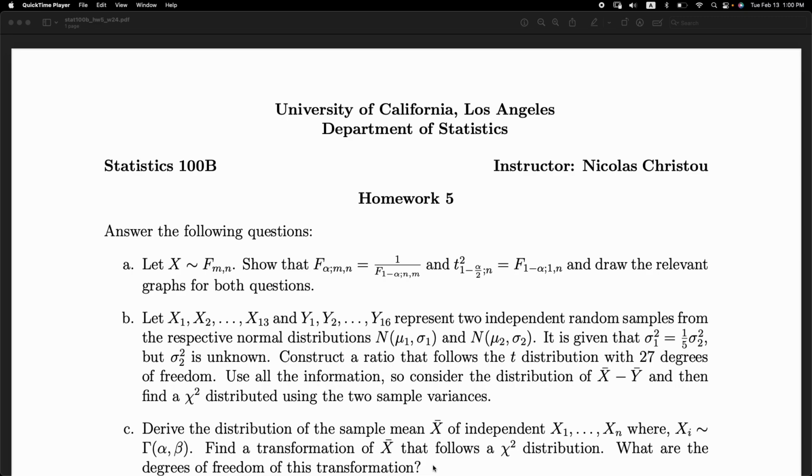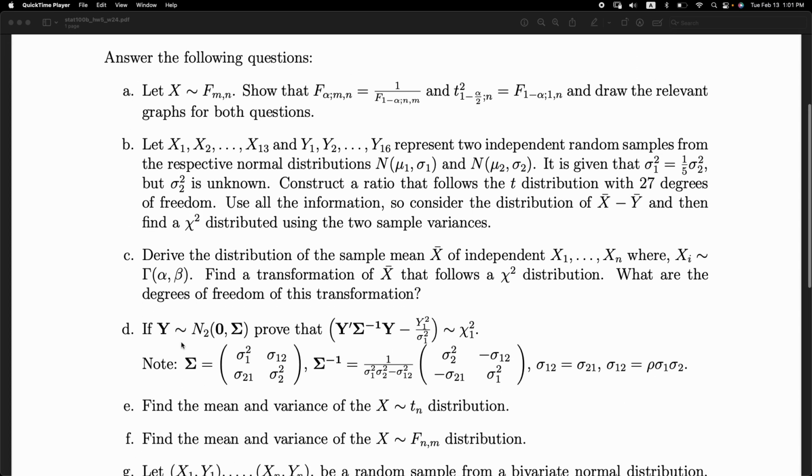There are a few questions that will be covered today. So maybe first let's take a look at question B. We are given x1 to x13 and y1 to y16.